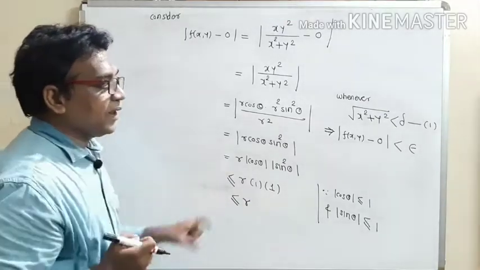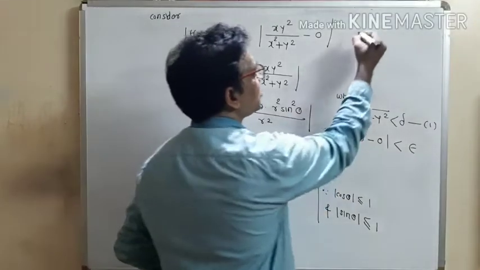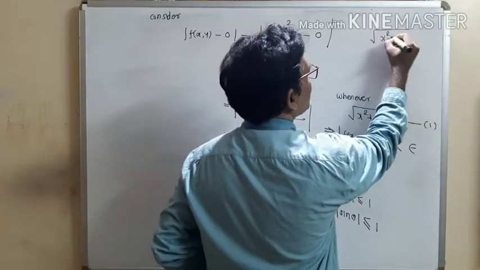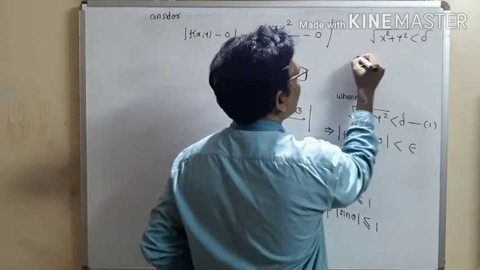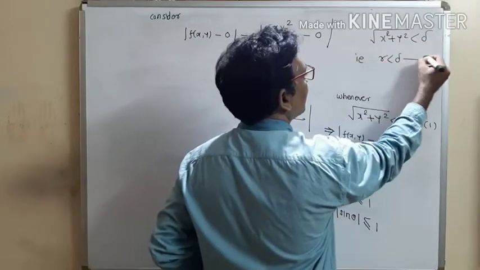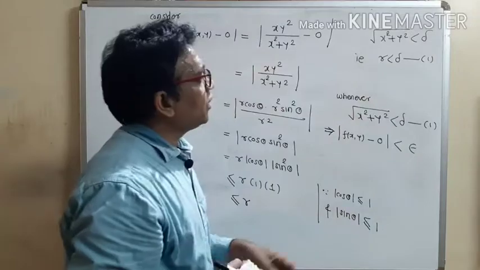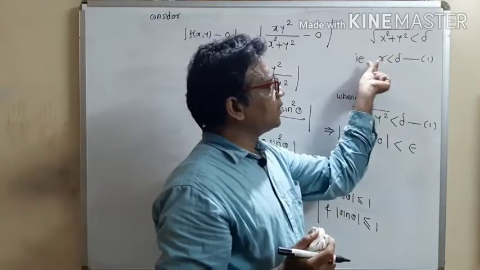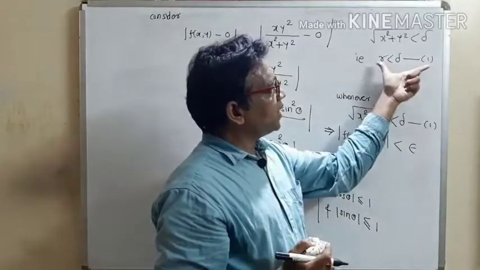Now we use equation number 1. What is our equation 1? Under root x square plus y square less than delta. This is the same equation, r less than delta. Under root x square plus y square is nothing but r. So this is our equation 1.